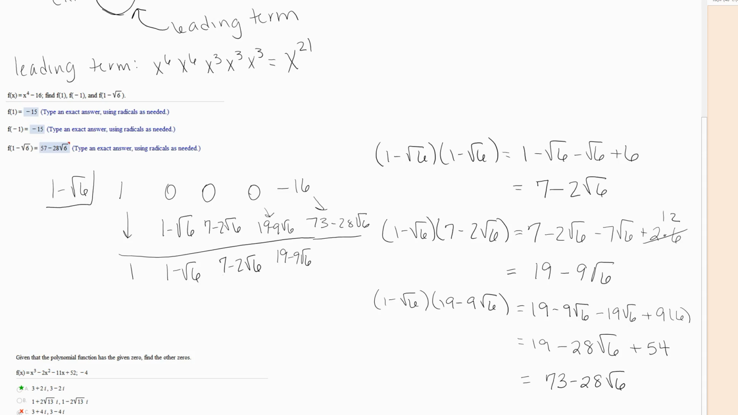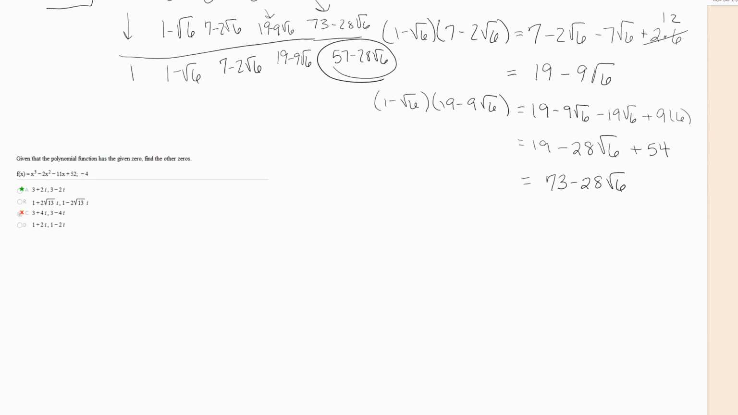Okay, so now we're adding, going down, so we do 73 minus 16, which would be 57 minus 28 square root of 6. Now, whenever you're doing this, we're taking the remainder when we're finding the function value. So that would be our answer.